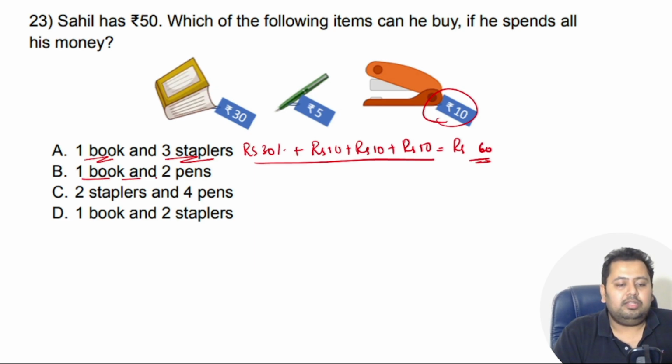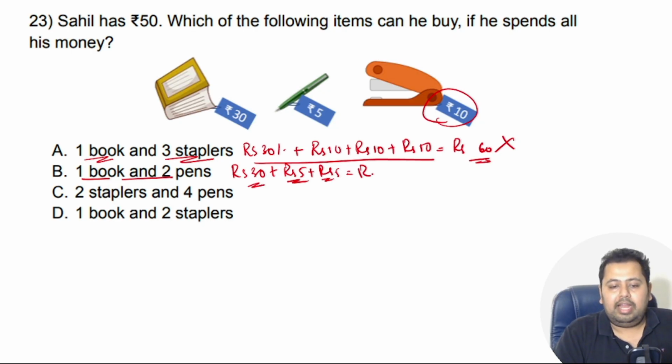Now, going to option number 2. Obviously, this cannot be the answer because Sahil has rupees 50 and he is spending all of it. One book and two pens. One book would cost Sahil rupees 30. Two pens would cost rupees 5 plus rupees 5, right? This is for the book. This is pen number 1 and pen number 2. If you do the addition, you will get it as rupees 40. This cannot be the answer as well, right? He has to spend all the money.